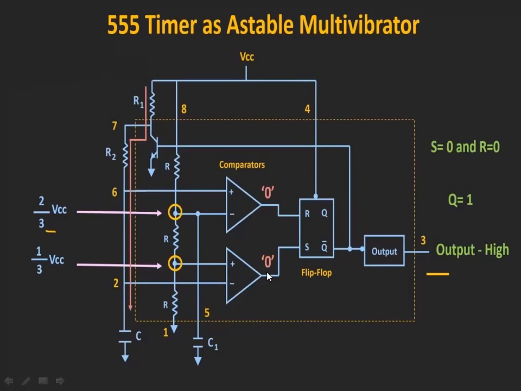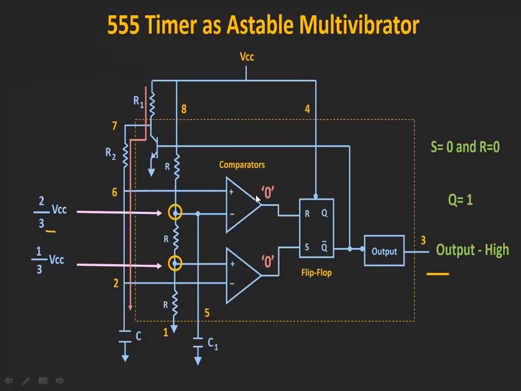This will be 0. So what happens to this comparator then? As this is having the maximum value, the non-inverting terminal is having the maximum value. Then the output of this comparator will be 0. The output of this comparator will also be 0.